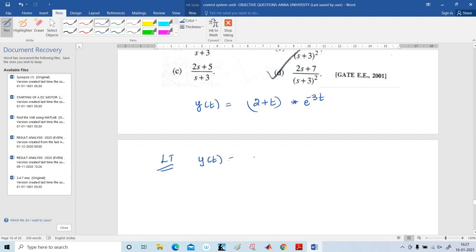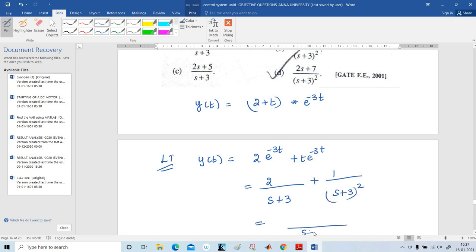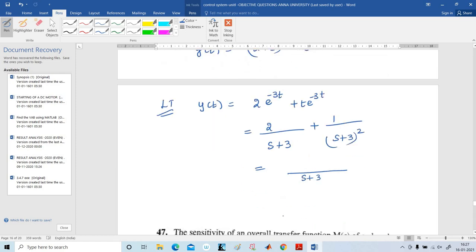So y of t equal to expand this: e power minus 3t plus t into e power minus 3t. The Laplace transformation of e power minus 3t is 1 by s plus 3, and for t into e power minus 3t it is 1 by s plus 3 the whole square. Now I am going to take the LCM. So s plus 3 the whole square, and in the numerator 2 into s plus 3 plus s plus 3. What is the answer to s plus s? 2 into s plus 3.